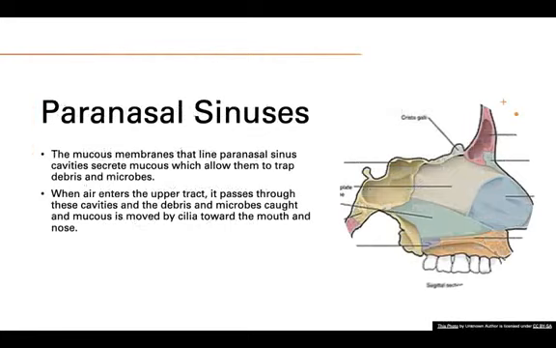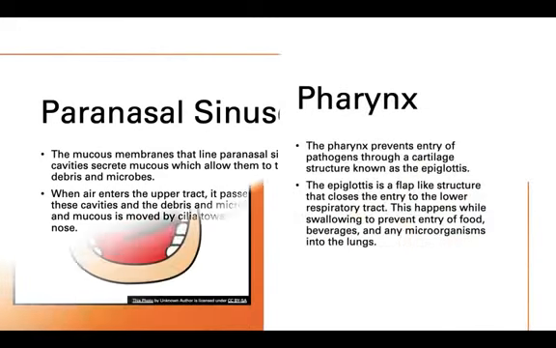So first up, we have the paranasal sinuses. The paranasal sinuses are lined with mucous membranes that secrete mucus to trap any microbes. So that's one way that they help prevent pathogens from entering. And also, when the air enters the cavity, the mucus is moved by cilia towards the mouth and nose.